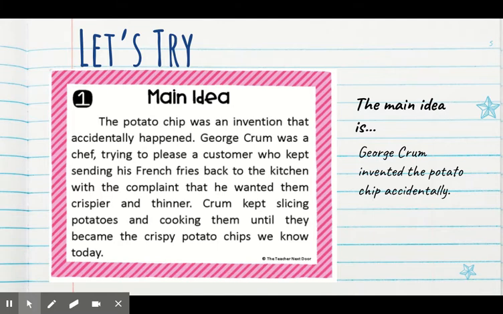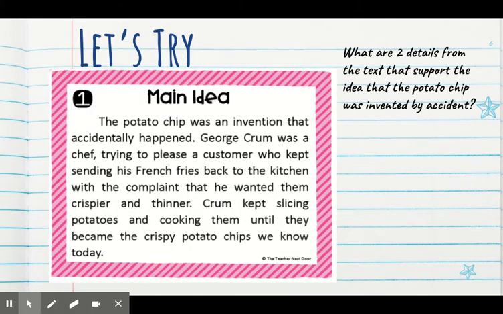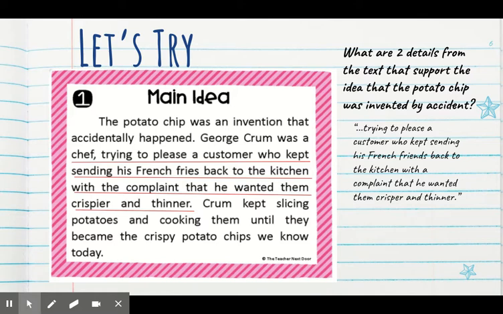Now let's talk about details that support that statement. If George Crumb invented the potato chip accidentally, what evidence do we have from the text that supports that statement? And those are the supporting details. So, what are those two details from the text that support the idea that the potato chip was invented by accident? Well, I noticed right here it said that there was this chef, and he was trying to please a customer who kept sending his french fries back to the kitchen with the complaint that he wanted them crispier and thinner. So that would be a detail that supports my main idea.